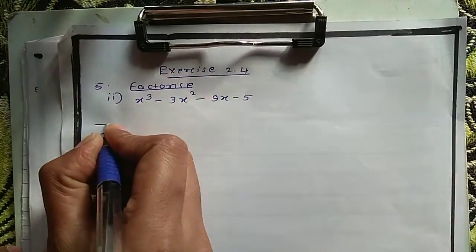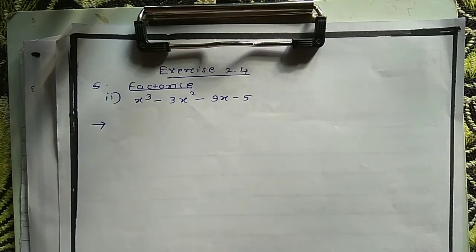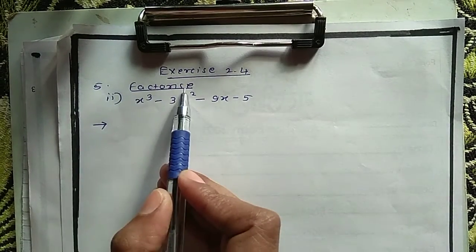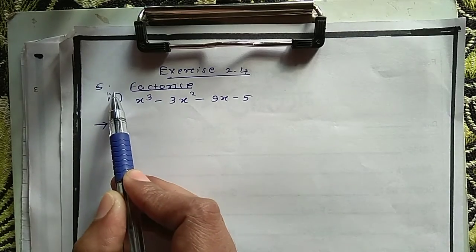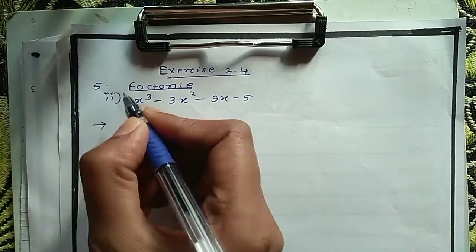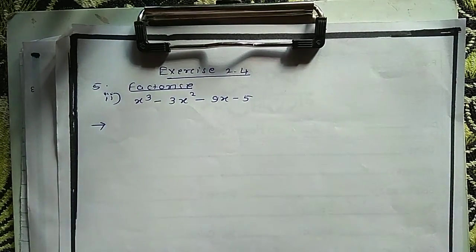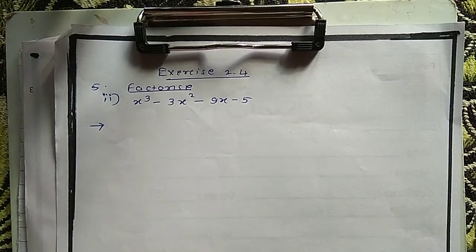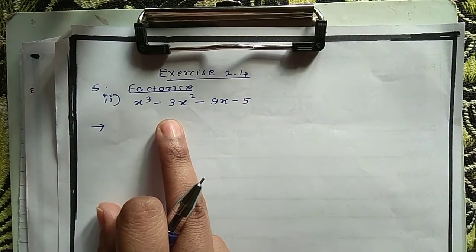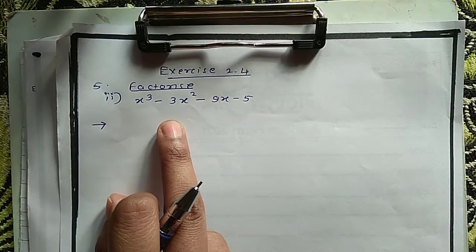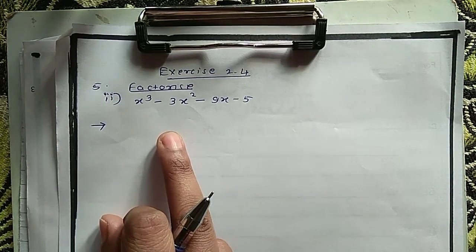Hello students, in this video I am going to explain exercise 2.4, the fifth question: factorize. The second question I have already explained in a previous video. We know that we can factorize a quadratic polynomial by splitting the middle term. But for polynomials where the degree is 3 or greater than 3, you must use the factor theorem.